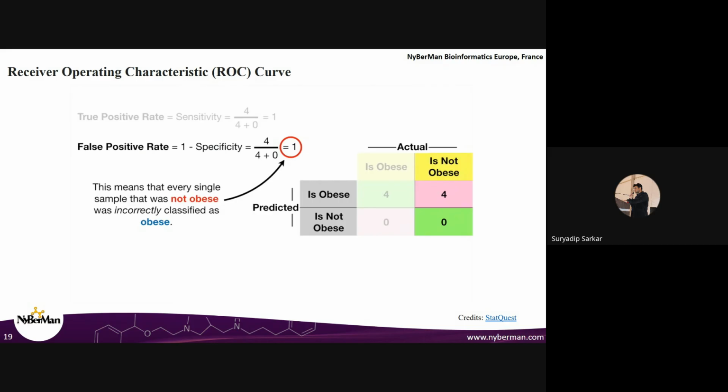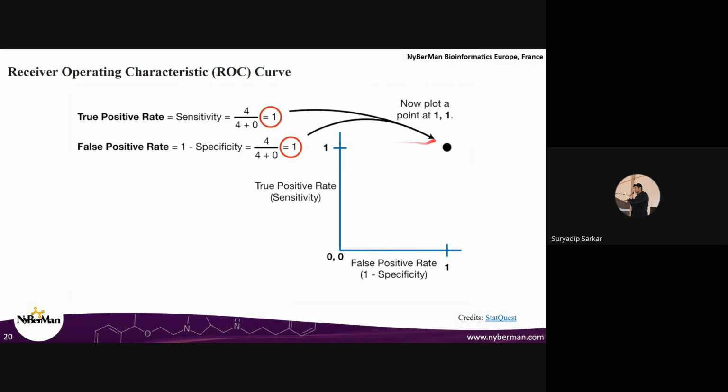So every obese sample was correctly classified. On the other hand, every non-obese sample was incorrectly classified. We basically have both the best and the worst, right? So let us go ahead and plot that on this plot here. Right now we have a point corresponding to threshold 0.0. You have a point at 1 comma 1.